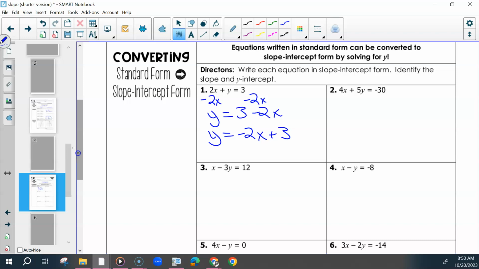Number 2, what would be that first step? Really, it's going to be the same for all of these. Get rid of the x term by either adding or subtracting. We have 5y. I'm going to go ahead and switch these now so I don't have to do them later. So minus 4x minus 30. And then to get rid of the 5, we're going to divide every single thing by 5.